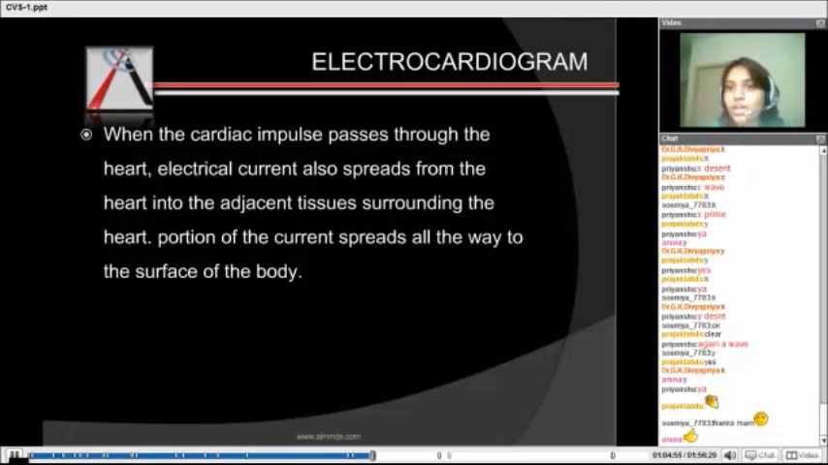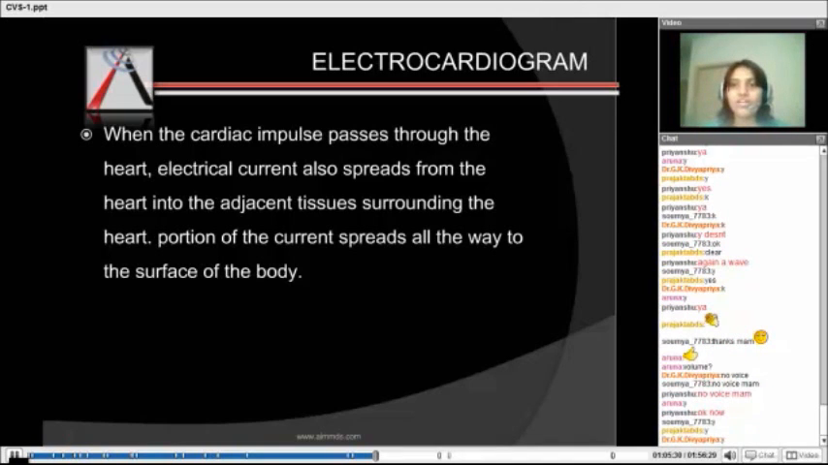Impulse. We already know, we had been seeing about the two types of cells in the heart, the conducting cells and the contracting cells. In the conducting cells, we had been talking about the SA node, the AV node, that your SA node generates the impulse, and the impulse travels down to the Purkinje fibers. When this impulse travels down to the Purkinje fibers, the heart contracts, right?